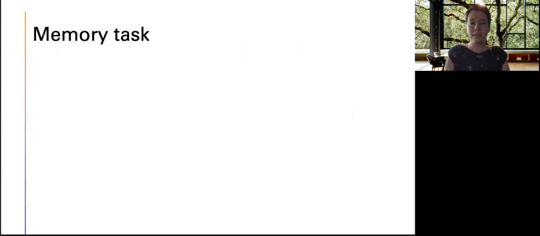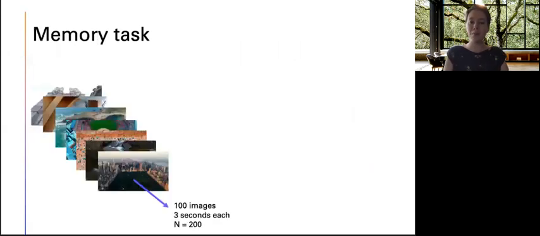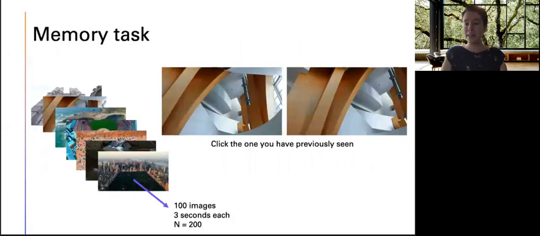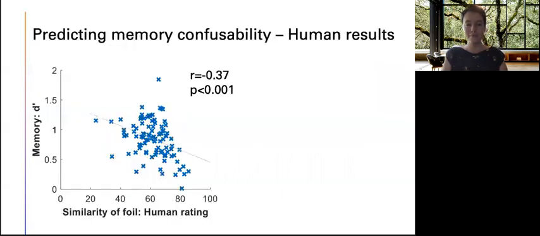To test this, we conducted an independent memory experiment on Prolific. We had 200 participants view 100 categorically distinct target images. They subsequently did a 2 alternative forced choice memory test, where they were presented with the target image that they saw previously, as well as a similar foil from the same category. Observers were tasked to click on the image that they had seen previously.